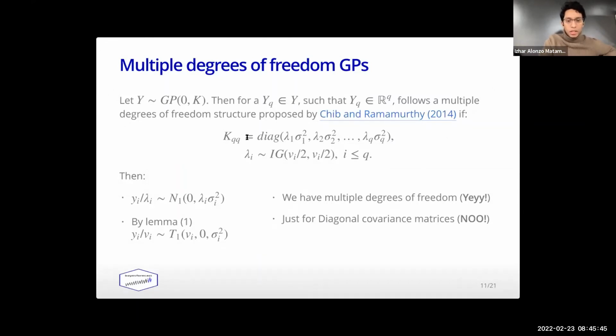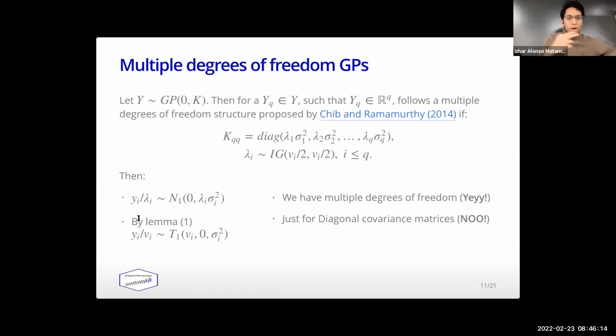In this case, the covariance matrix will be written as a diagonal, where the sigmas are the variance of every observation, and lambda are the mixing variables. So we can see every lambda has its own distribution with its own degrees of freedom, and in this case, we're selecting an inverse gamma. So what do we have when we do this? When we graph every observation conditional on lambda, it will have a normal distribution, centered at 0 and with variance that way.